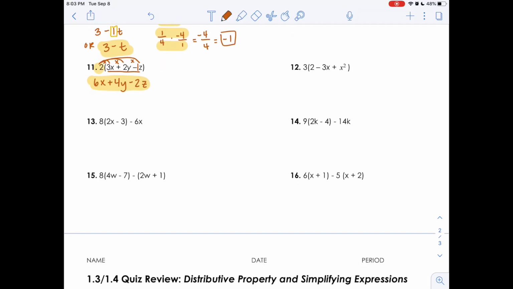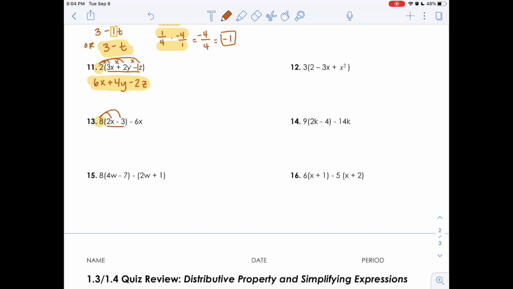Taking a look at number 13, I have 8 times the quantity 2x minus 3 minus 6x. So this is something new. We first want to look inside the parentheses as usual and see if we can simplify. I have a 2x minus a plain 3. So I actually can't simplify because these are not like terms. But I notice that I have 8 of these. So what that means is I have 8 2x's and I have 8 negative 3's. So I can pass out that 8.